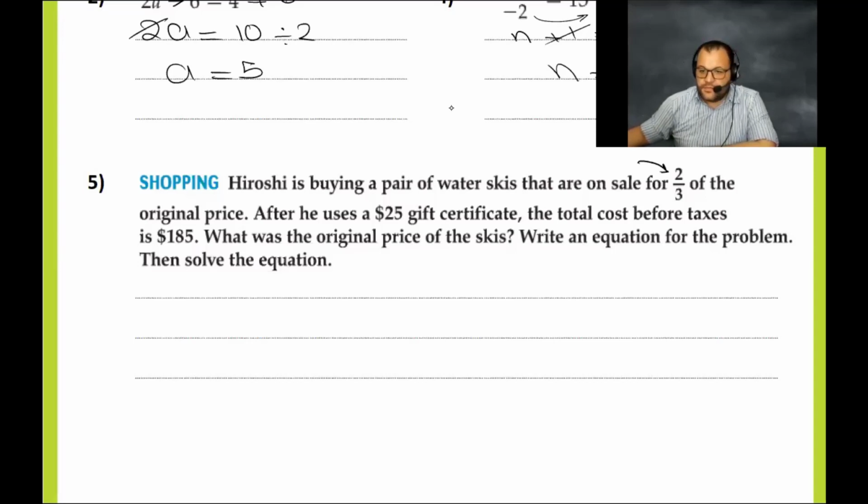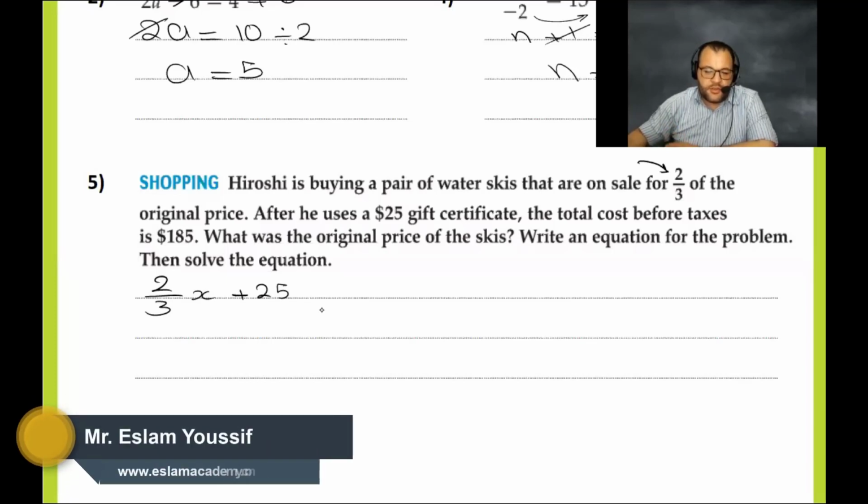So Hiroshi, first thing, 2/3 of the original price would be 2/3 times X. And then she uses a $25 gift card, so it would be plus 25. No, minus. We will explain each point. Which will be equal to 185.